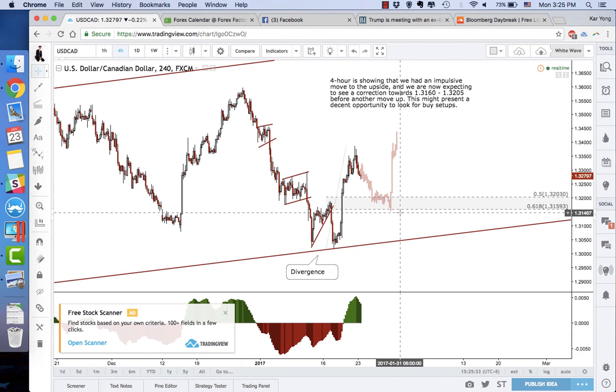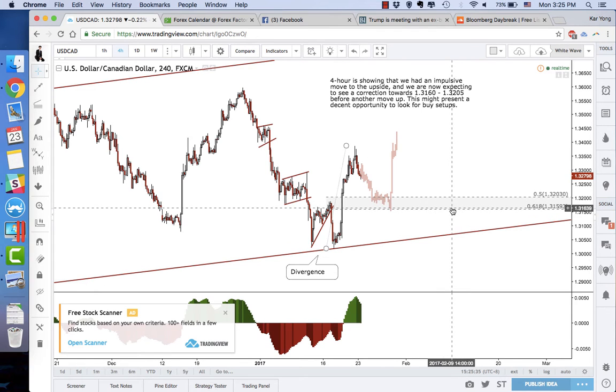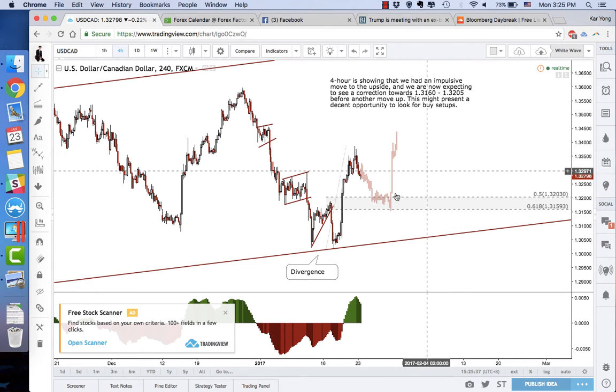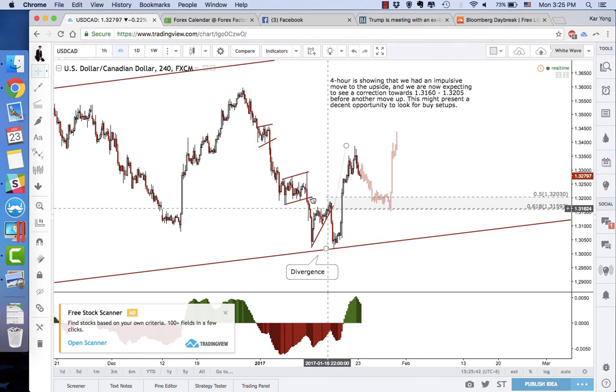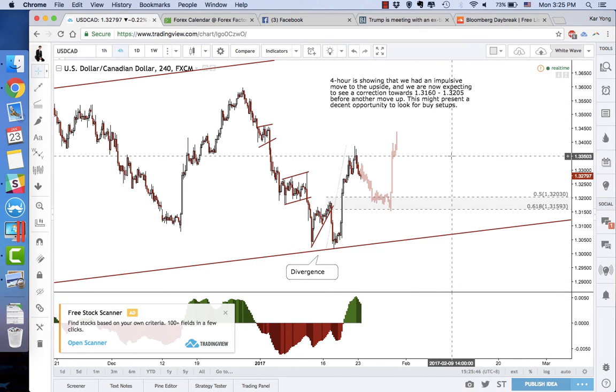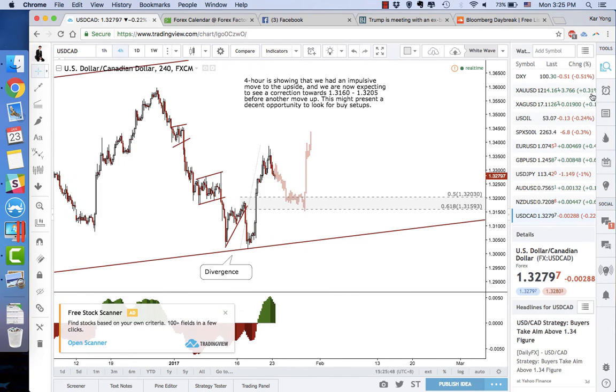Wait for the correction back down to the 50 to 61.8 Fibonacci level, and then look for that long opportunity from there. Okay, at the bottom we do have a double bottom structure forming as well as a divergence. So everything is pointing towards more upside on the dollar Canadian.